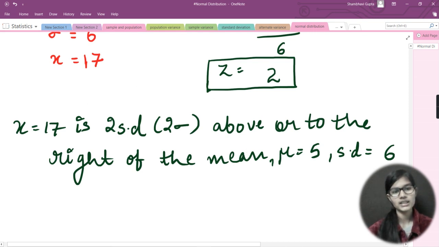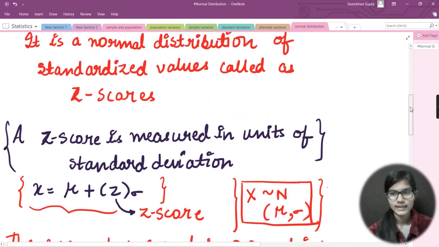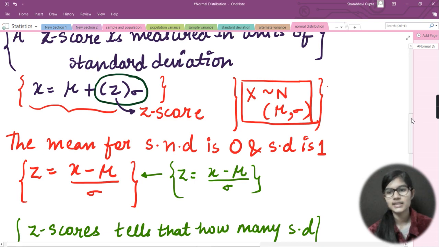Now why am I saying 2 standard deviation, that is 2 sigma? Because I got my z score as 2. Now from where I am saying this, let me quickly tell you. In the last video, I told you about x is equal to mu plus z sigma, right? And after that, when we transformed, we got the formula for z score, that is x minus mu upon sigma. But this one is the real thing, x is equal to mu plus z into sigma.